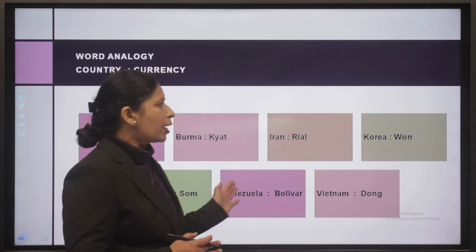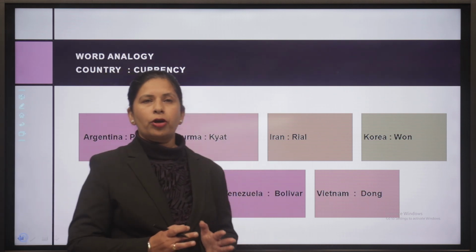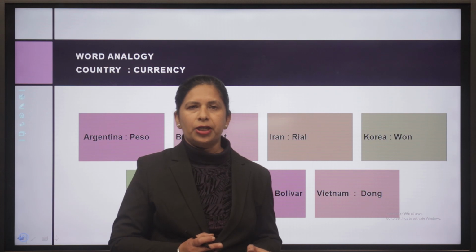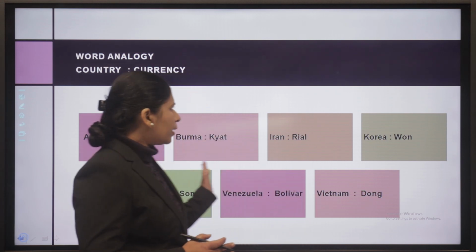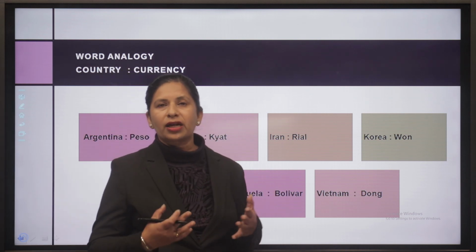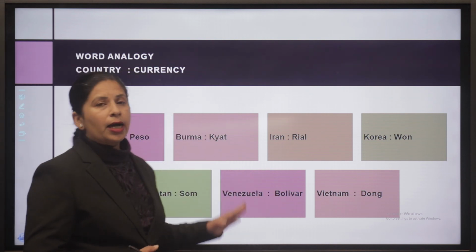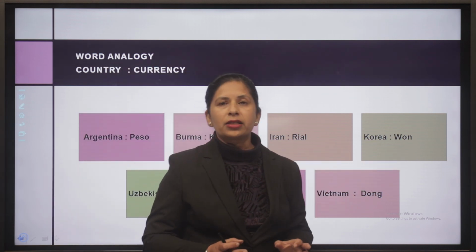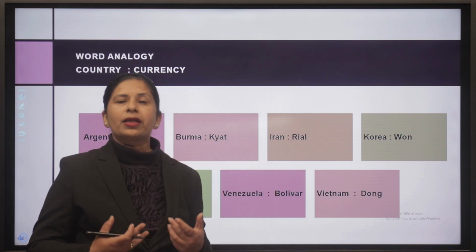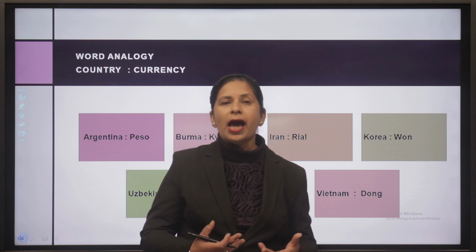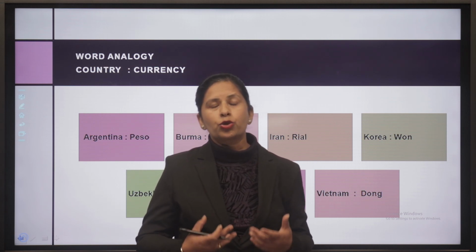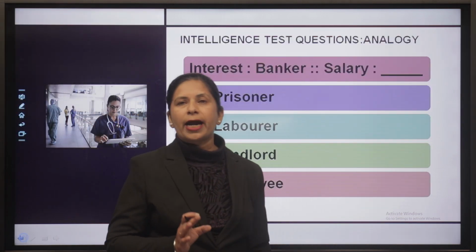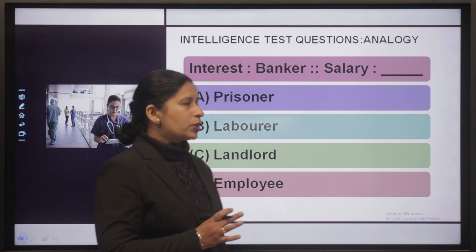So here we have a few countries with their currencies in front of you, but for your examination, you have to memorize all the countries with their currencies and all the countries with their capitals as well. The currency of Argentina is peso, the currency of Burma is kyat, the currency of Iran is rial, the currency of Korea is won, the currency of Uzbekistan is som, then the currency of Venezuela is bolivar and the currency of Vietnam is dong. So you have to memorize all the countries with their currencies if you want to correctly solve such kind of analogy questions. Let's see one more sample question.